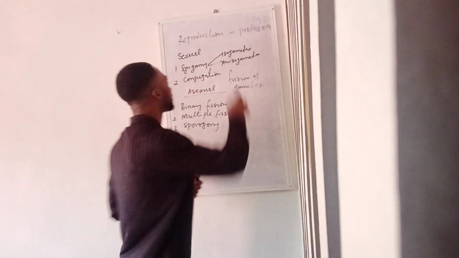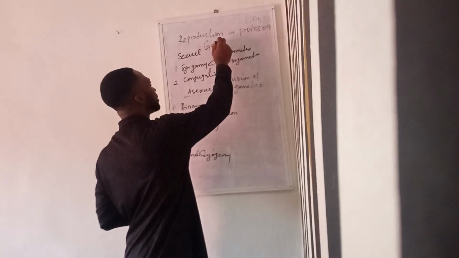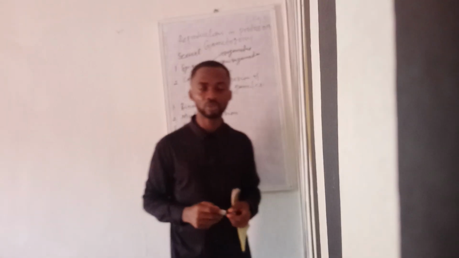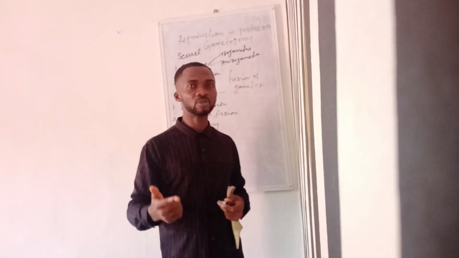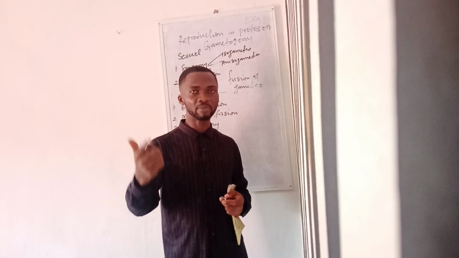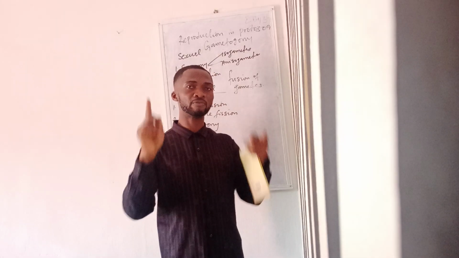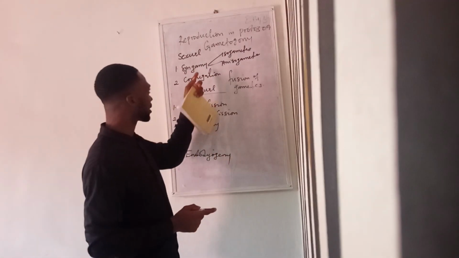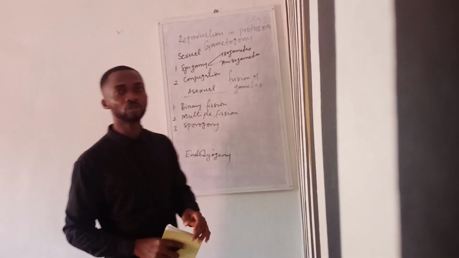There's a similar term that is called gametogony. When we talk about gametogony, we're talking about the process in which these gametes are formed. So the formation of the gamete itself is called gametogony. Then the fusion of gametes is called syngamy. Now, apart from syngamy, we have the next one, which is conjugation.